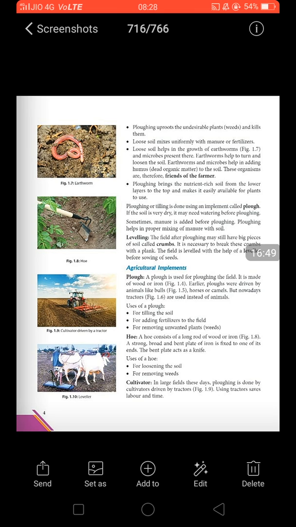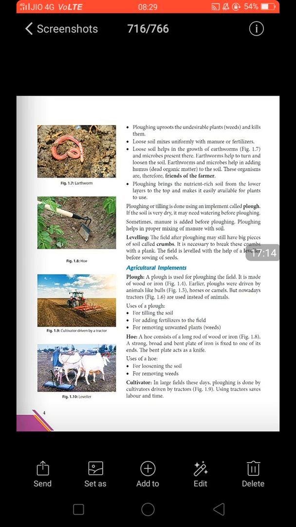Next, plowing brings the nutrient rich soil from the lower layers to the top and makes it easily available for the plant's use. If there is some nutrient rich soil underground, plowing will bring it to the top side. So that is another important utility of plowing. So we can say that plowing is a very important step.